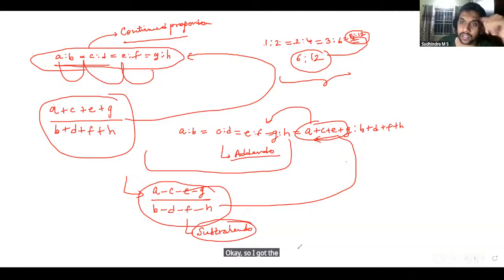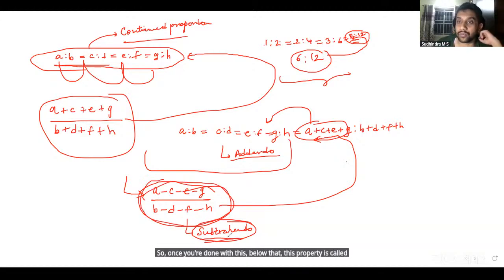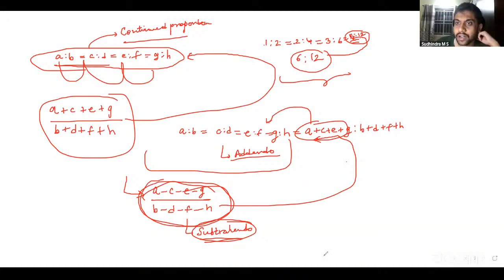Good. Spellings wrong? It's okay, no problem. That's a good point. Once you are done with this, below that, this property is called subtrahendo. Done? Yes, Chinmay, good. Below that, example.